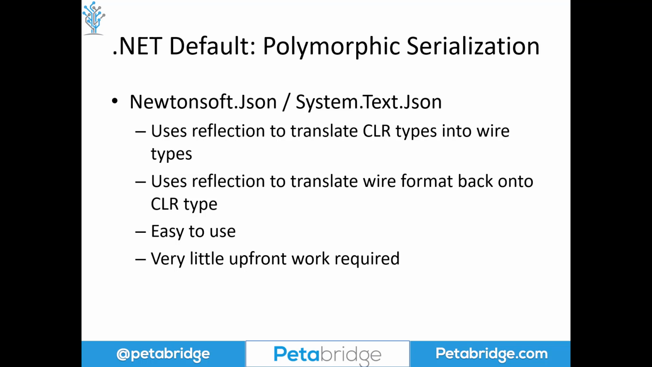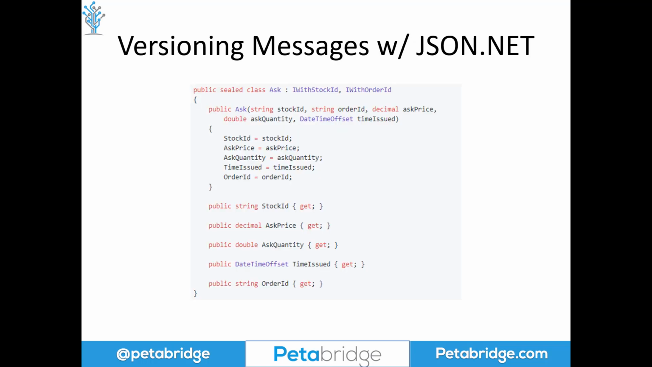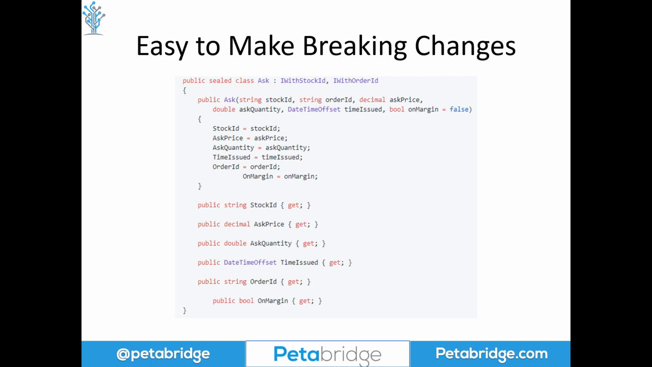But polymorphic serialization comes with some pretty significant drawbacks. The first big one is that it's brittle. So if we're using JSON.NET and I have this type inside my application, and we wanted to make our messages immutable because that's the best practice, so we decided to make all of my properties read-only and to use a constructor. Well, if I decide to introduce, let's say, a new property, this OnMargin property down here, and I add a new optional parameter to the constructor, this change is actually not binary compatible.